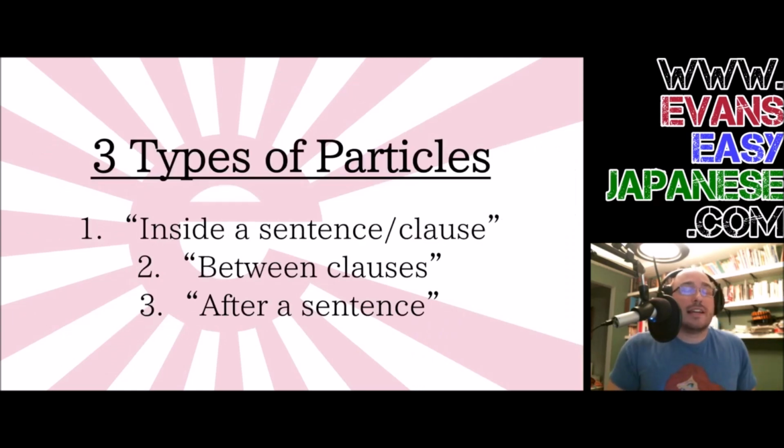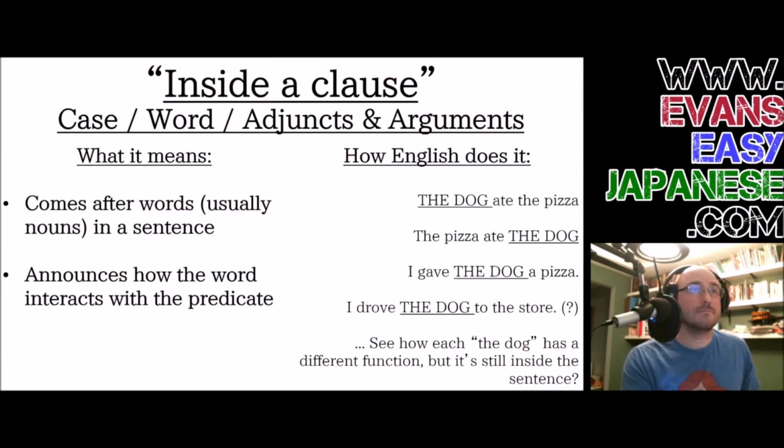Three types of particles. Like I said earlier, every textbook you pop open has a different name for these particles. So I'm just going to give them the simplest names that encompass the idea as best I can. So we have number one, inside a sentence slash clause. So you find them inside of a sentence or a clause after a word. Number two, between clauses. So you'll have two clauses and there'll be a particle in between them. Or you're going to find particles after a sentence.